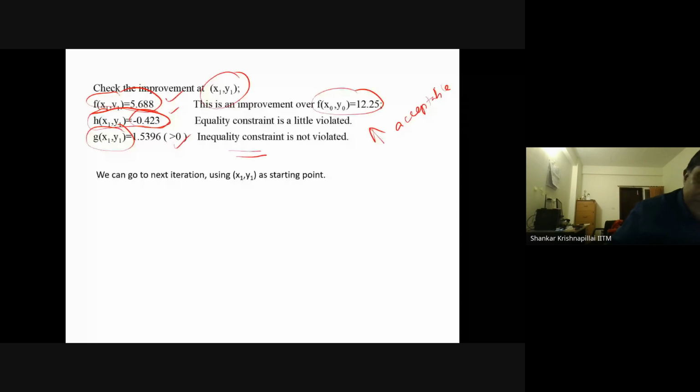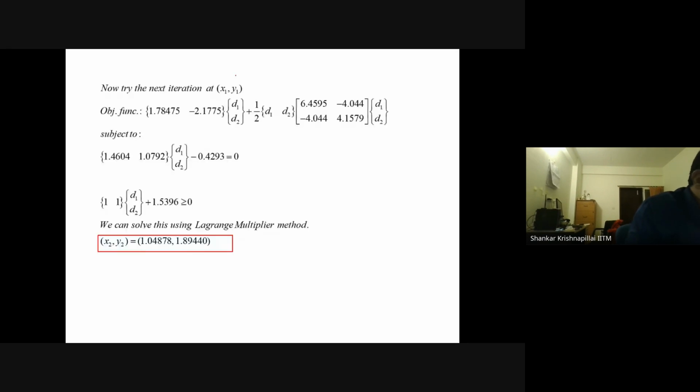So we'll briefly see the next generation. Actually, we are not asked to do the next generation; this is just for illustration. So for the next generation at x1, y1, you have to find f of x1, y1, the partial f by partial x at x1, y1, the partial f by partial y at x1, y1, and the del squared f at x1, y1.